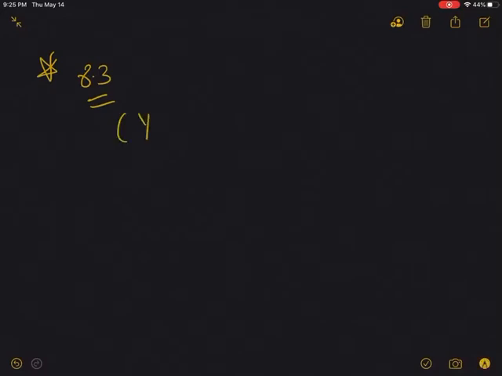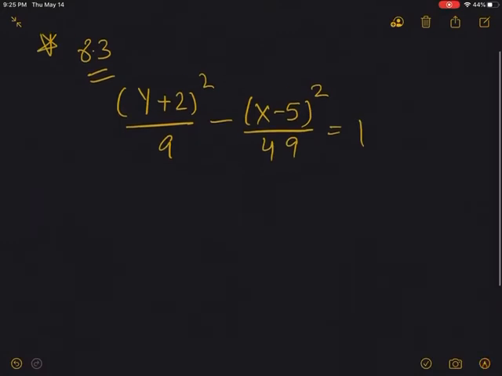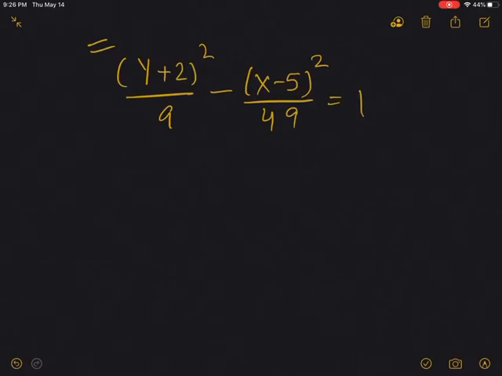So the equation is already there. I have (y plus 2) squared over 9, minus (x minus 5) squared over 49, equal to 1. So we have to find vertices, co-vertices, and foci points. So first of all, don't forget h and k. First of all, let's just figure out a few things from the equation itself.